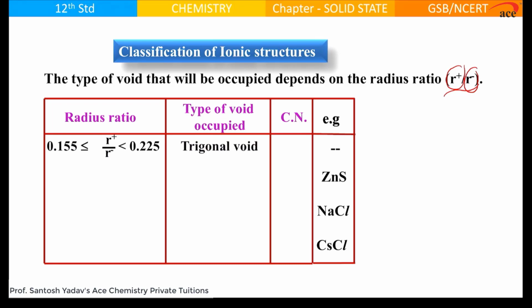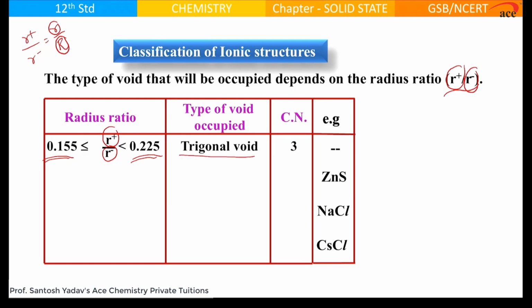Now, for those who want to know, R plus upon R minus can be remembered as r upon R also, where small r was the size of the void and capital R was nothing but the radius of the sphere making up that void. You remember, this is the trigonal void size, this is the tetrahedral void size. So, if your size is lying between trigonal void and tetrahedral void, it will go into trigonal void.